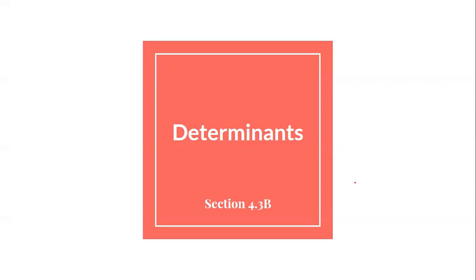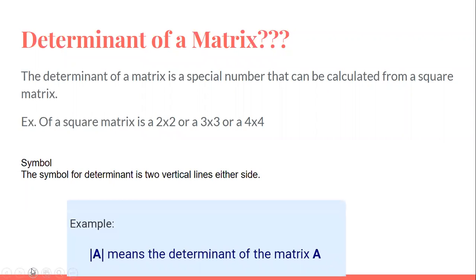All right, determinants, section 4.3b. The determinant of a matrix, what is it, you ask? The determinant of a matrix is a special number that can be calculated from a square matrix, okay? A square matrix is a matrix that is a 2 by 2, a 3 by 3, a 4 by 4, okay? Basically meaning that it has the same number of rows and the same number of columns, agreed?